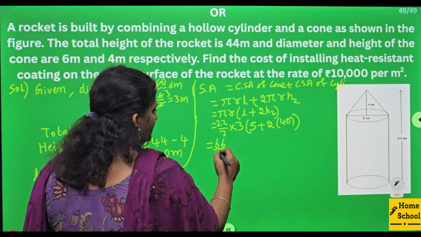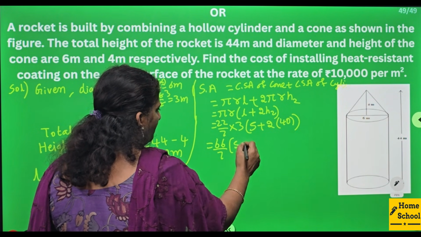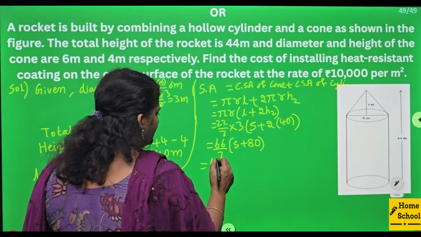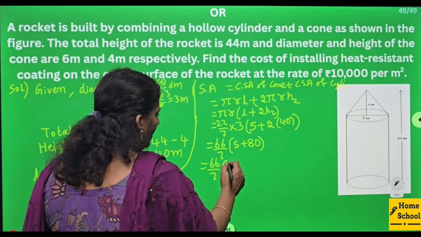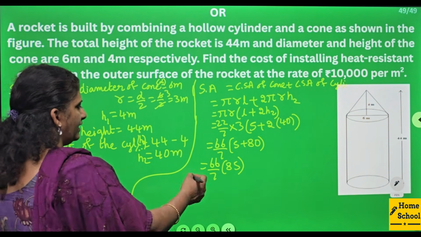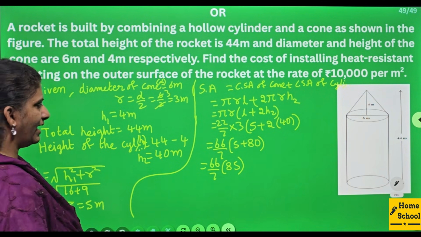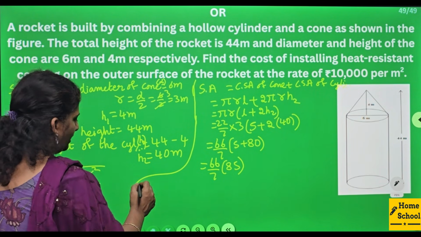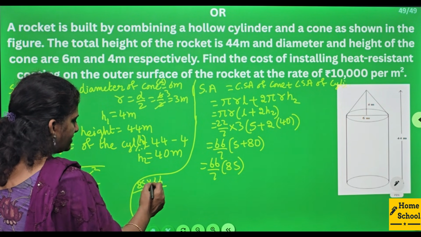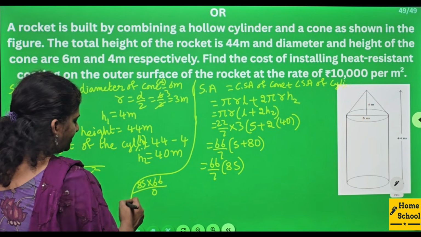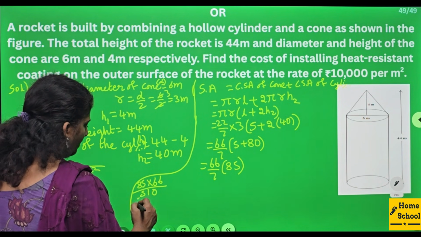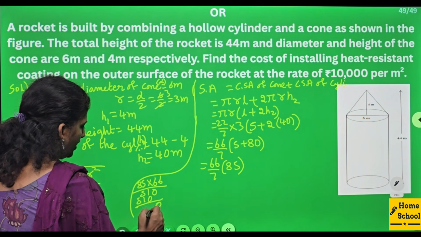66 by 7 into 5 plus 80 is 85. 66 by 7 into 85. Right? Will it cancel? No, it cannot be cancelled. So let us do the multiplication. You do it in rough column. I am doing here. 6 5s are 30. 8 6s are 48, 51. Again 5, 1, 0. So your answer here is 5610 by 7.